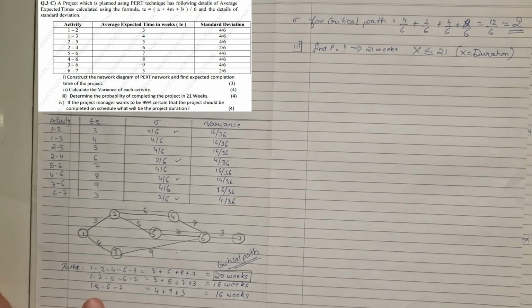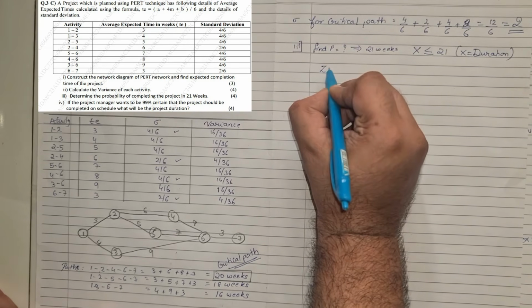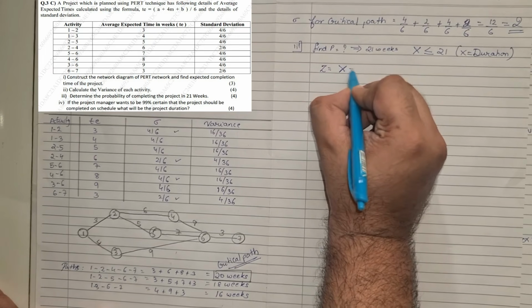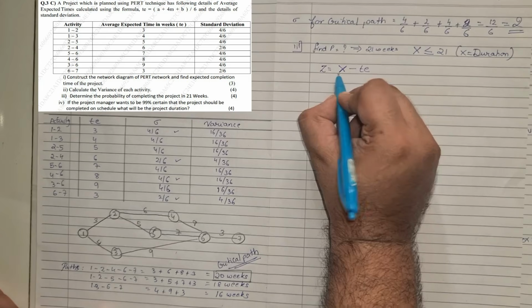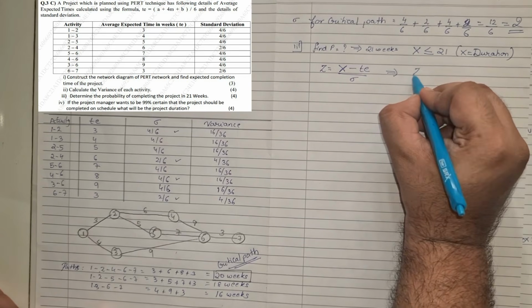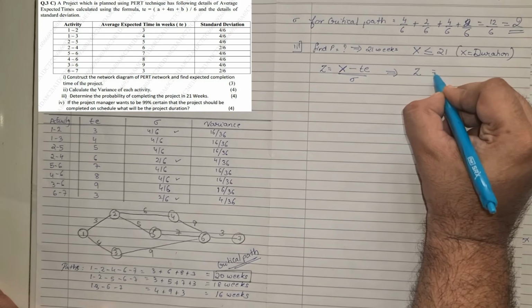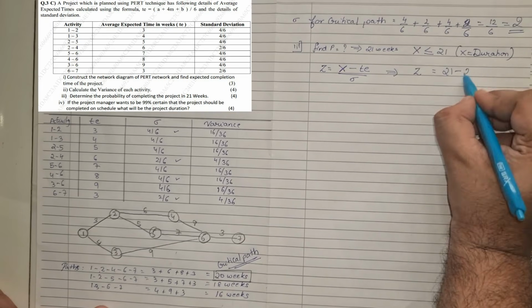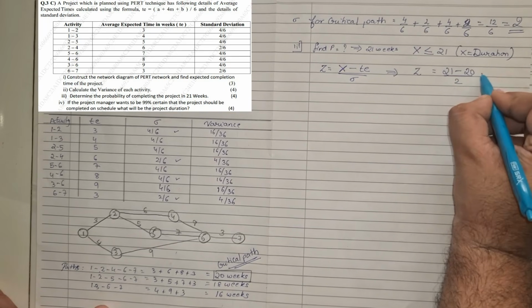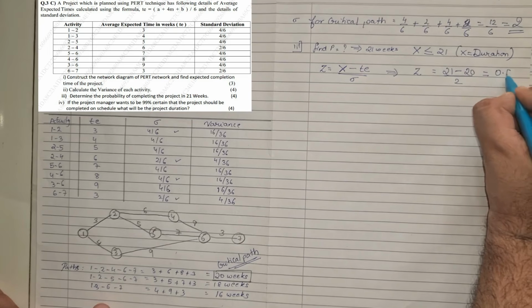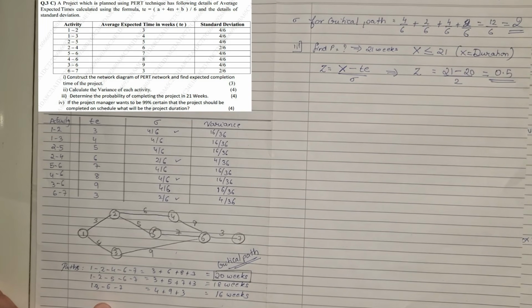Okay, so now let us see how to solve that. Now we need to note down the formula. Z is equal to due date, which is x, minus the expected time, upon standard deviation. We first need to find the z value. The due date x is 21, the expected completion time was 20 weeks, divided by the standard deviation of 2, which gives (21 minus 20) upon 2, which comes to 0.5. So our z value is 0.5.